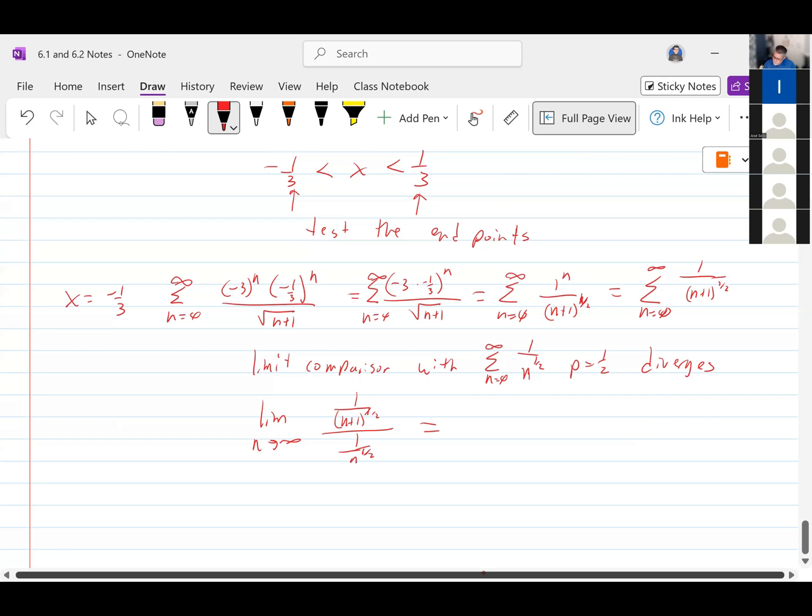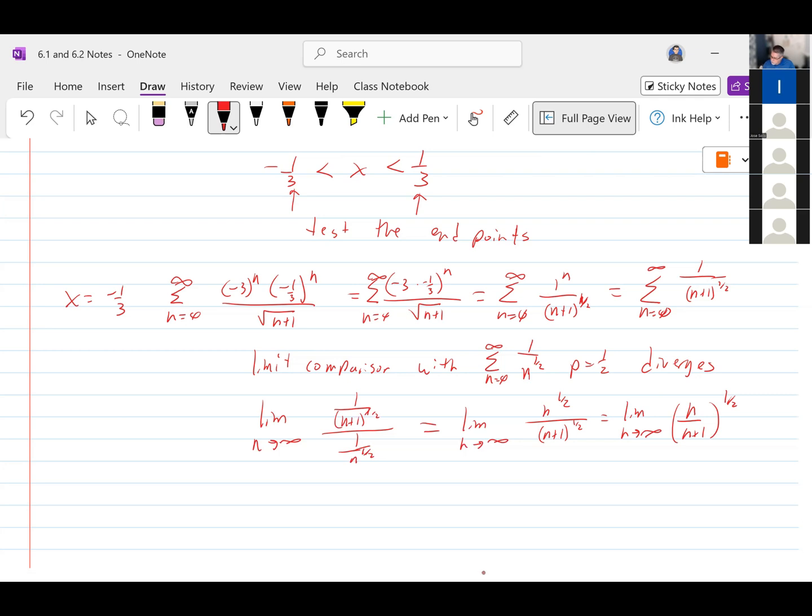Okay, this is going to be equal to the limit as n goes to infinity of n to the 1/2 all over n plus 1 to the 1/2. Sorry about my handwriting. Okay, this I can rewrite as the limit as n goes to infinity of n over n plus 1, all to the 1/2. And so again, what is this going to go to? This is going to go to 1.